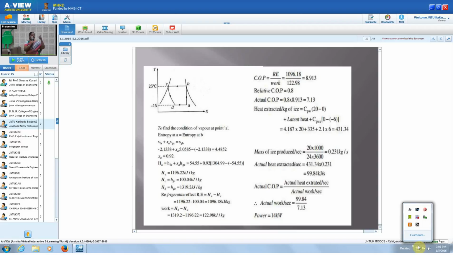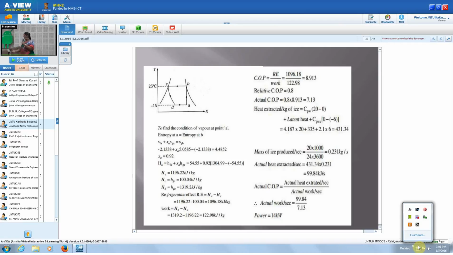The refrigeration effect is HA minus HD. So you know HA, you know HD. So find out the difference to get the refrigeration effect in kilojoules per kg. Then again you find out the work input. So work input is HB minus HA. HB value is 1319.2 and HA value is 1196.22. So the work input is 122.98.